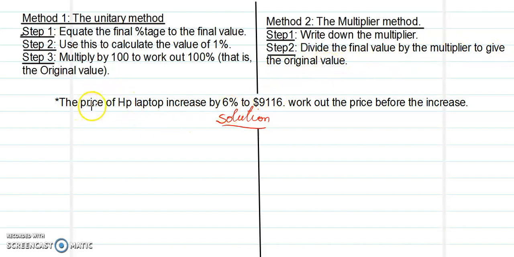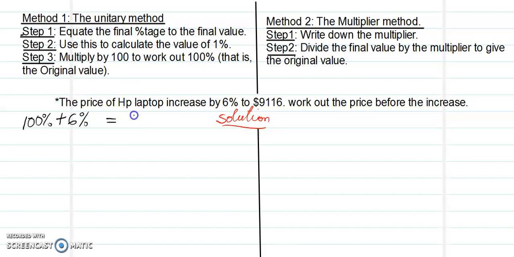Okay, let's look at this question here. This says that the price of an HP laptop increased by 6% to $9,116. Work out the price before the increase. Since it increased by 6%, we know the whole amount is equivalent to 100%. So I have 100% plus 6% because it increased.